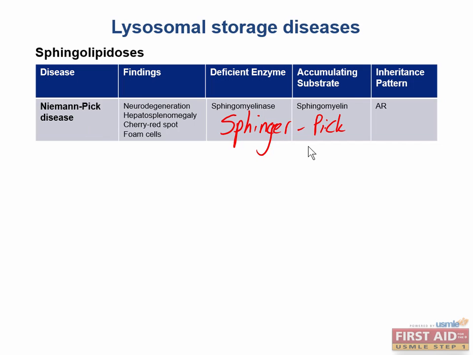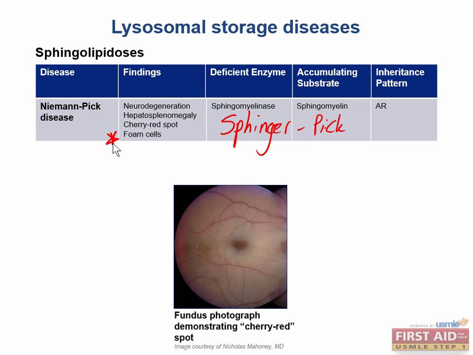In Niemann-Pick disease, you'll see lipid-laden macrophages called foam cells, a buzzword. Also, if the question prompt says that on fundoscopic exam you see cherry red spots, Niemann-Pick disease should cross your mind immediately.